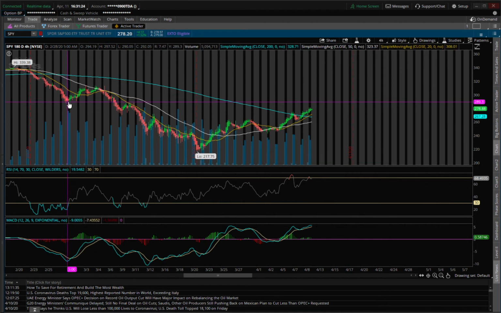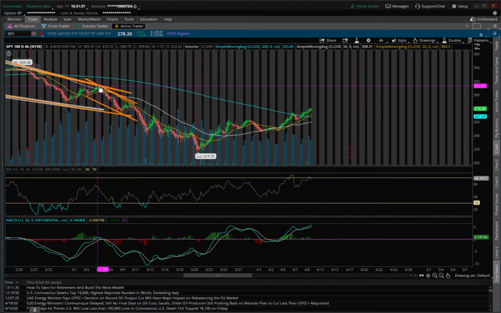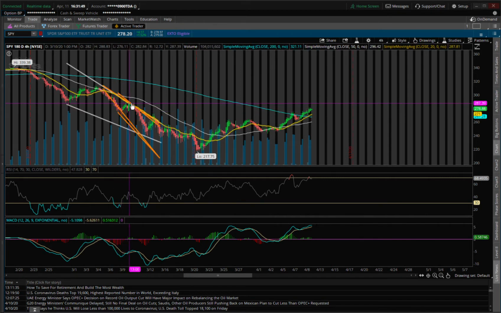So right here we have a descending channel. You can see right here where I'm pointing at that there is support. So the stock bounced from there, and then right here you can see the resistance where the stock started going down. Right here you see the support again. There's a bounce back. This is a descending triangle followed by channel.